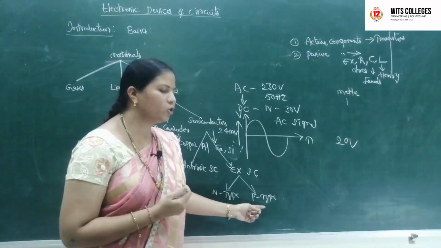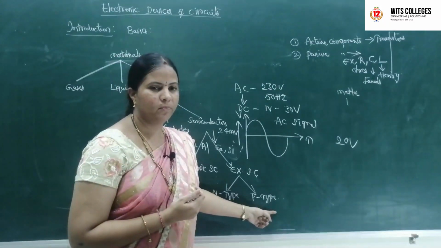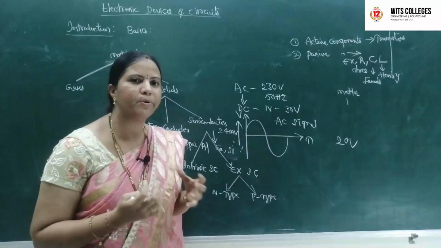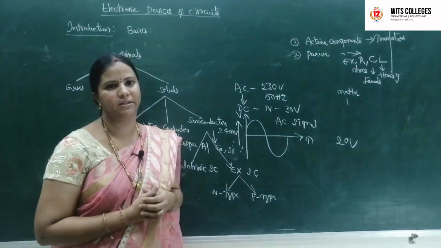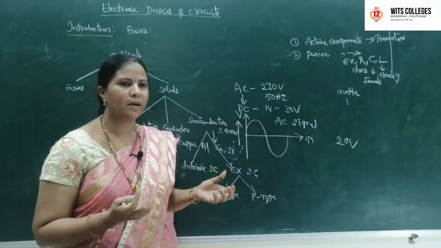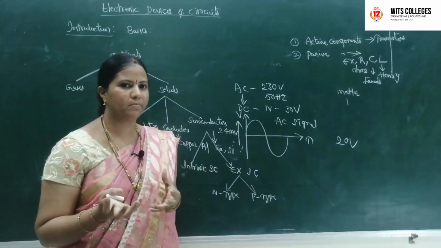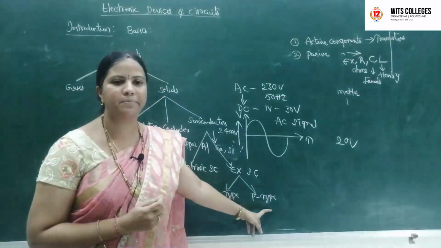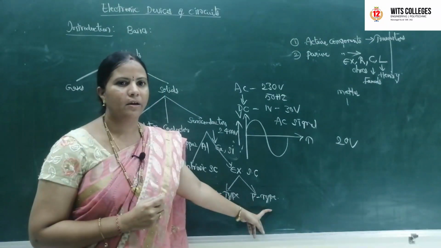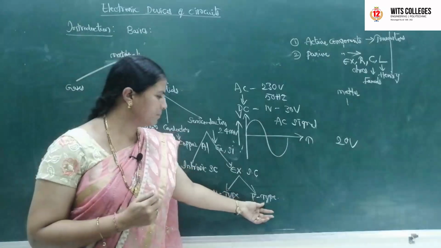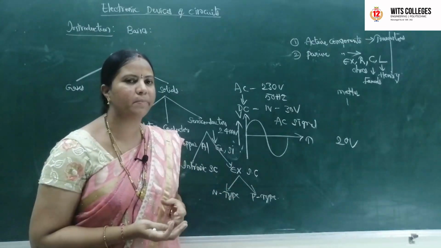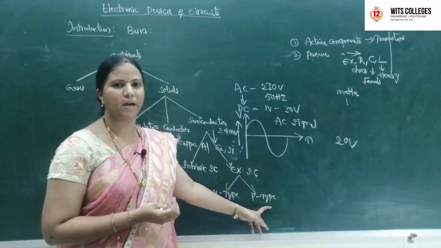Coming to the P-type semiconductor. When we are adding trivalent impurities, that is third group elements like bismuth, strontium, like that, to the pure semiconductor, it is known as P-type semiconductor.